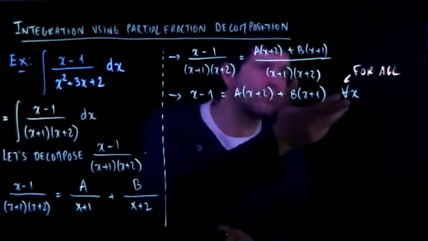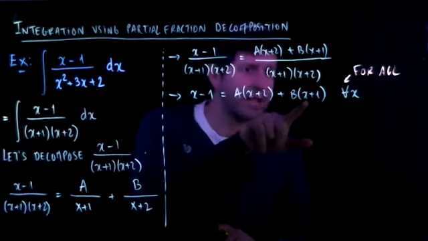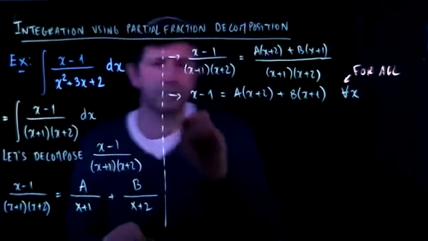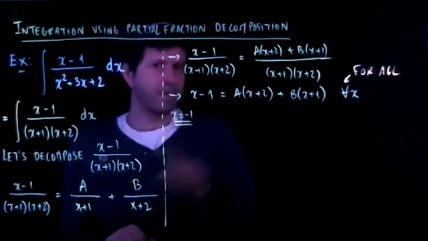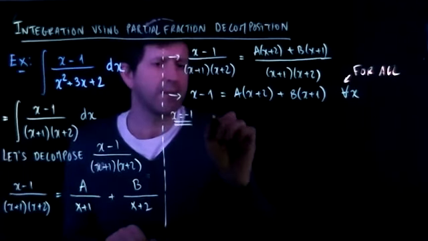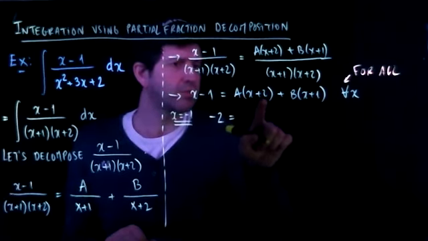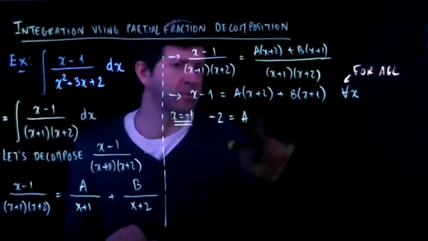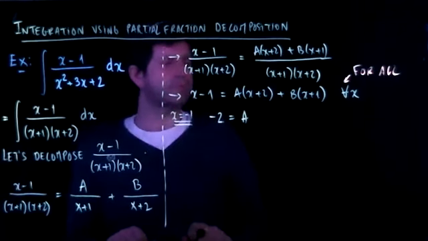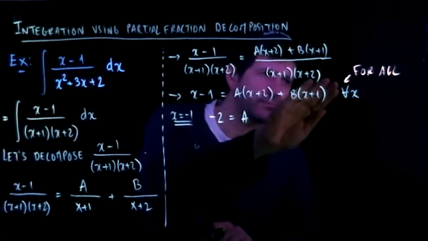So if it works for every value of x, well, if x is equal to -1, it still works. So let's say x equals -1. What do I have on the left? -2. Here I have -1 plus 2 is 1 times a, and -1 plus 1 is 0. So I just found that a is -2. That's why I chose -1, by the way, because it will cancel this term.